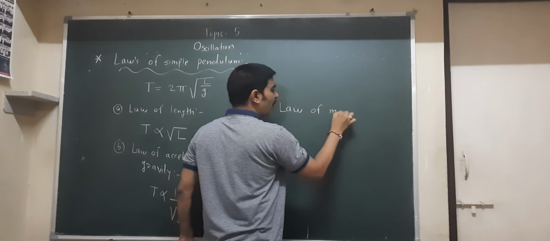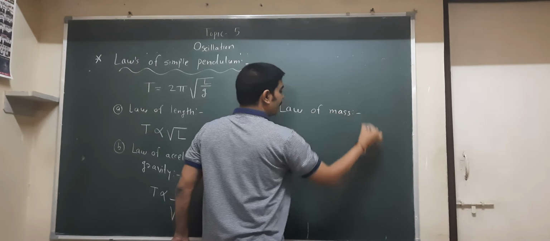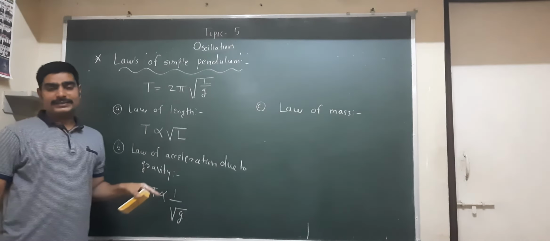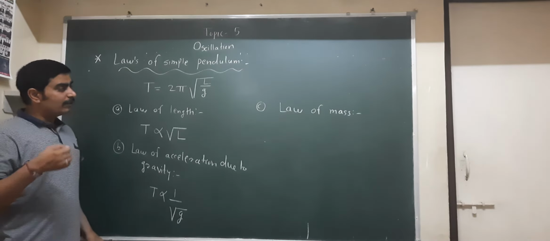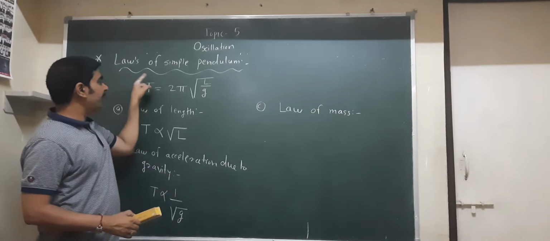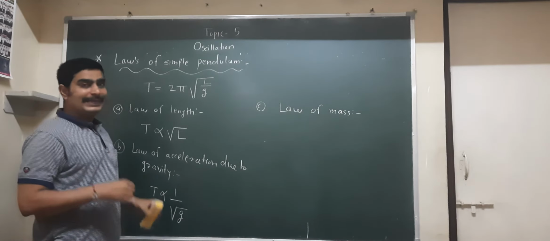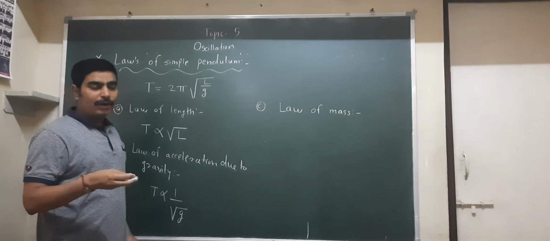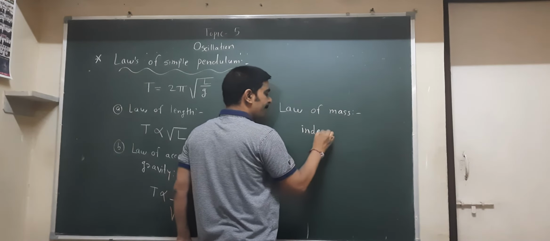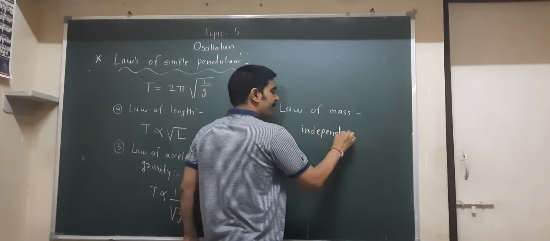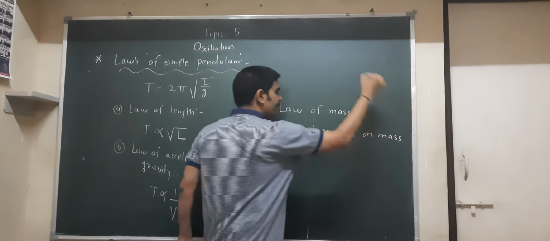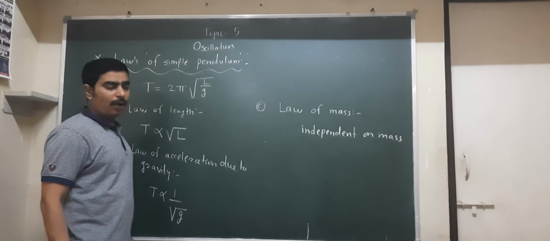Third is the law of mass. If you observe the equation, there is no term of the mass, so m is not present there. So regarding the law of mass, we have to write the sentence that the period of simple pendulum is independent of the mass of the simple pendulum. So this is the law of mass.